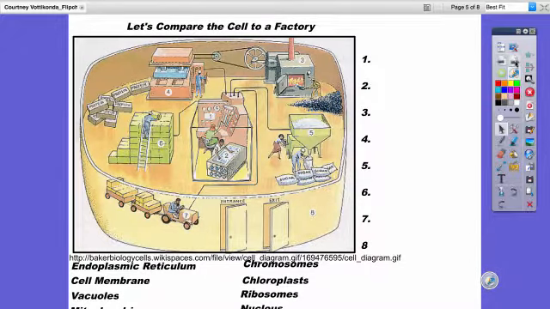So now that we've gone through the organelles, I want you to do this on your own. You're going to compare the cell to a factory. Each of these members of the factory inside the cell represents an organelle. So it is up to you to figure out what the person's doing and make an analogy to an organelle. If you complete this and bring it into class, I'll give you bonus points.